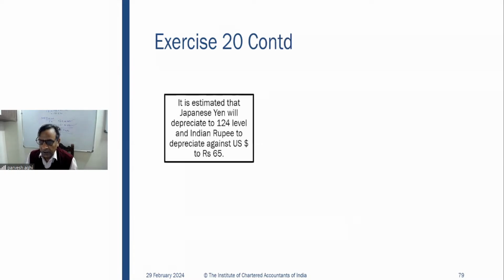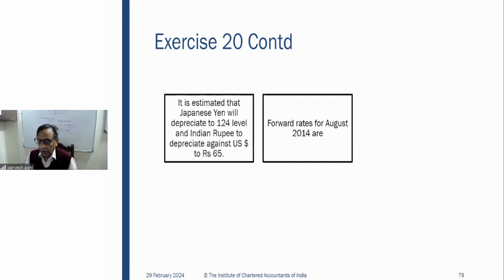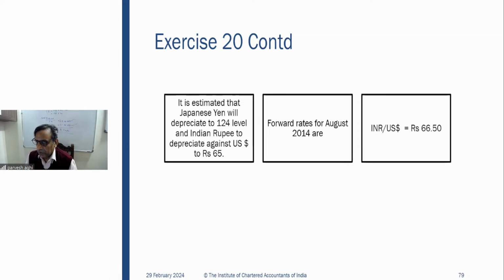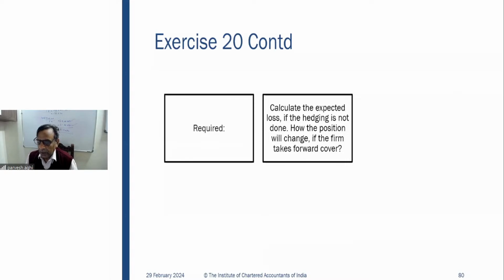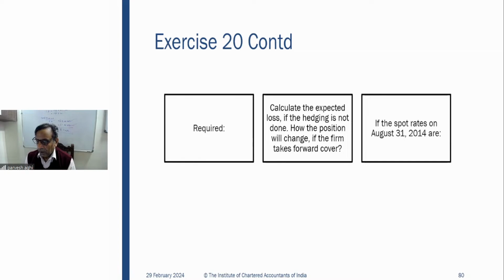Now it is estimated that the Japanese yen will depreciate to the 124 level, and the Indian rupee will depreciate against the US dollar to 65. Forward rates for August 2014 are INR versus US dollar 66.50, and Japanese yen versus US dollar 110.35. Then required: calculate the expected loss if the hedging is not done, and how the position will change if the firm takes forward cover.